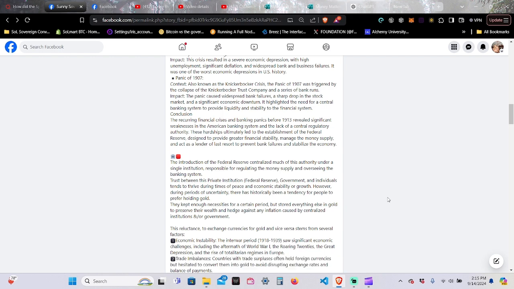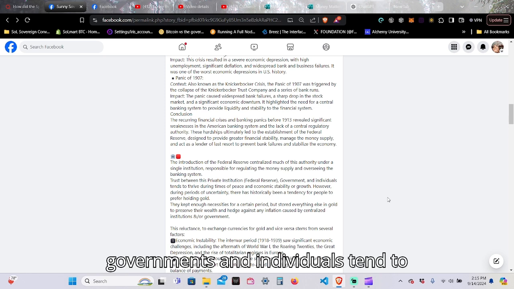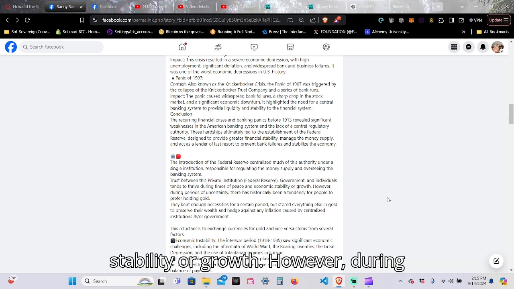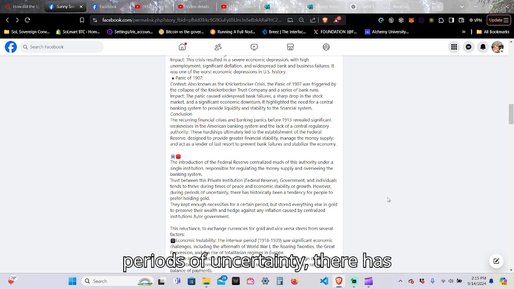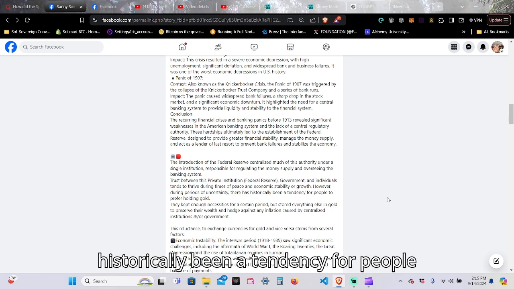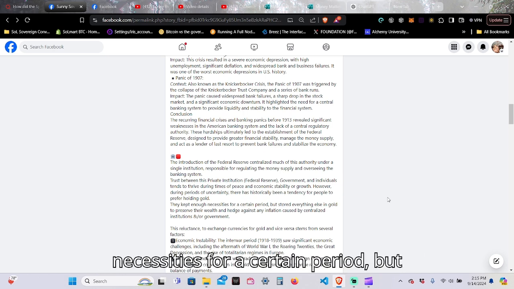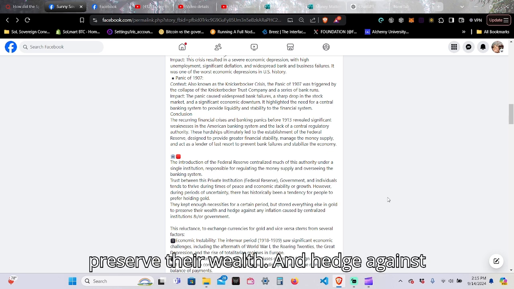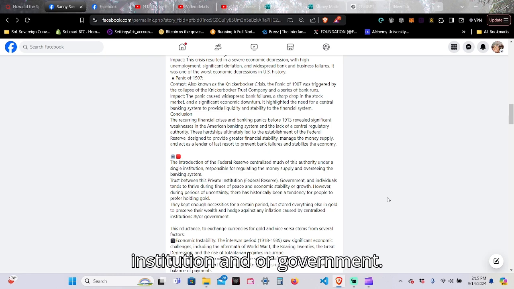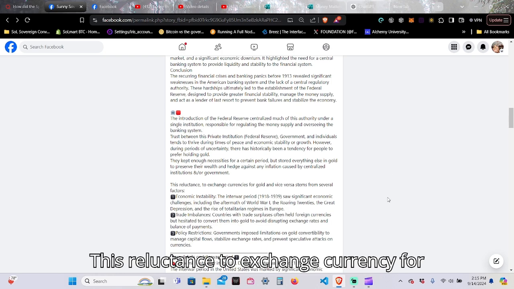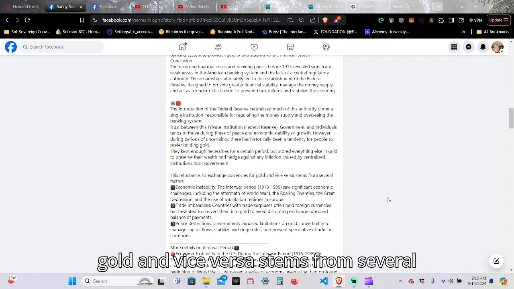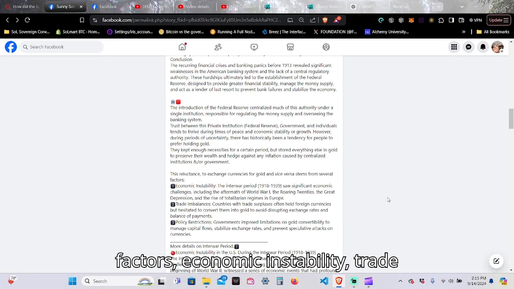Trust between this private institution, the Federal Reserve, governments, and individuals tends to thrive during time of peace and economic stability or growth. However, during periods of uncertainty, there has historically been a tendency for people to prefer holding gold. They kept enough necessities for a certain period, but stored everything else in gold to preserve their wealth and hedge against inflation caused by centralized institution and or government. This reluctance to exchange currency for gold and vice versa stems from several factors: economic instability, trade imbalances, and policy restrictions.